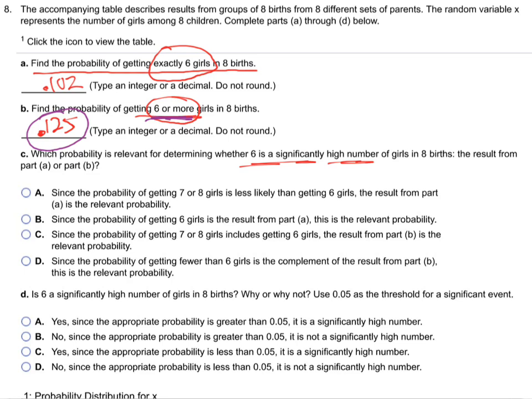I don't know if I'm making any sense of that for you. So the deal is, since the probability of getting 6, what is it? The result from part A or B. So it's going to be from part B. The result from part B is the relevant one, and fewer is the complement of the result from part B. Yeah, boy, they're being tricky in their wording.